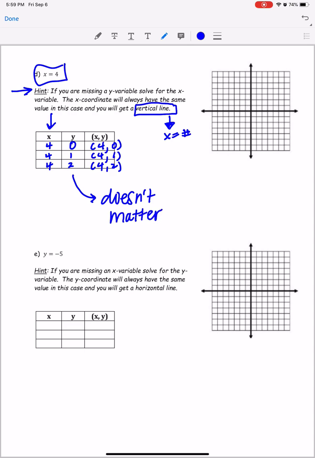So plot your points. 4, 0 means from the origin we're going 1, 2, 3, 4 over, 0 up or down. 4, 1 means from the origin you're going 1, 2, 3, 4 over, 1 up. And then 4, 2 means we're going 1, 2, 3, 4 over, 1, 2 up. So there is my vertical line. Again, same thing but opposite on this one.